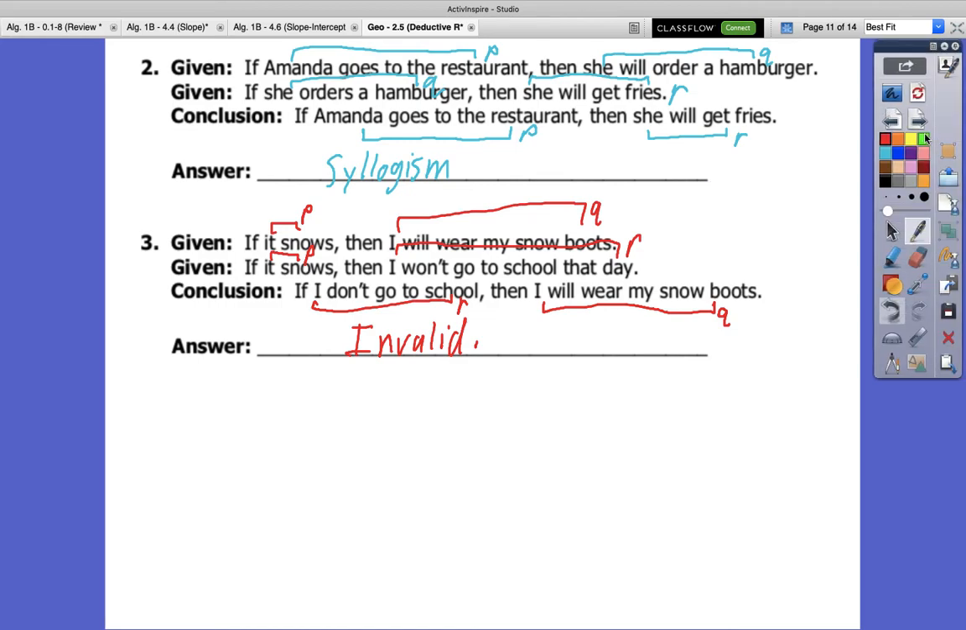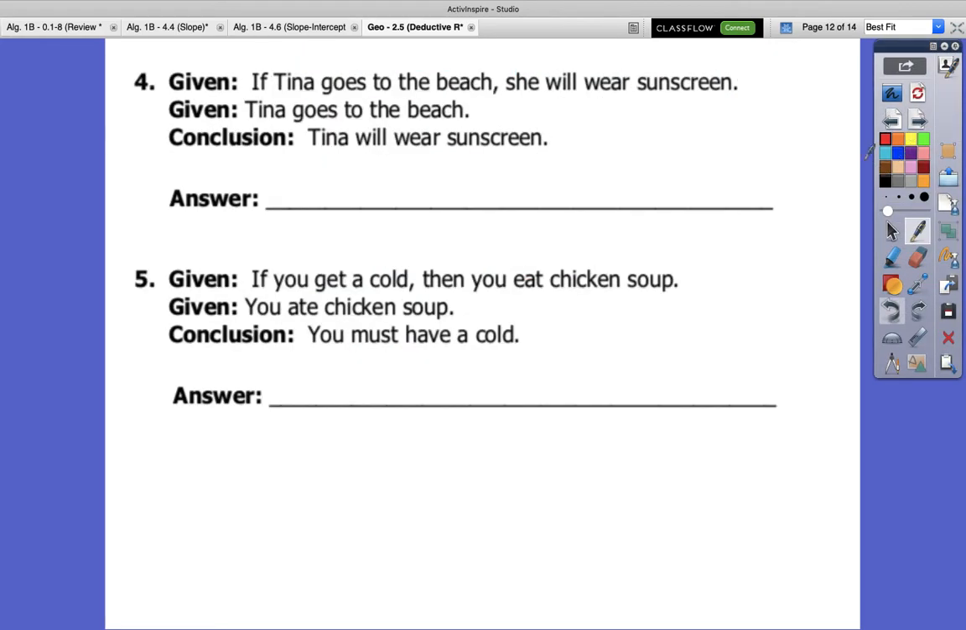Continuing on. We will do 4 again. If Tina goes to the beach, Tina goes to the beach is P. She will wear sunscreen, that's Q. It looks like it's missing the then there, but we'll imagine that it's there. Tina goes to the beach. That's P. So this already looks like the setup for the law of detachment because we have a P detached from the Q. Tina will wear sunscreen. That's our Q. So this is the law of detachment at work.